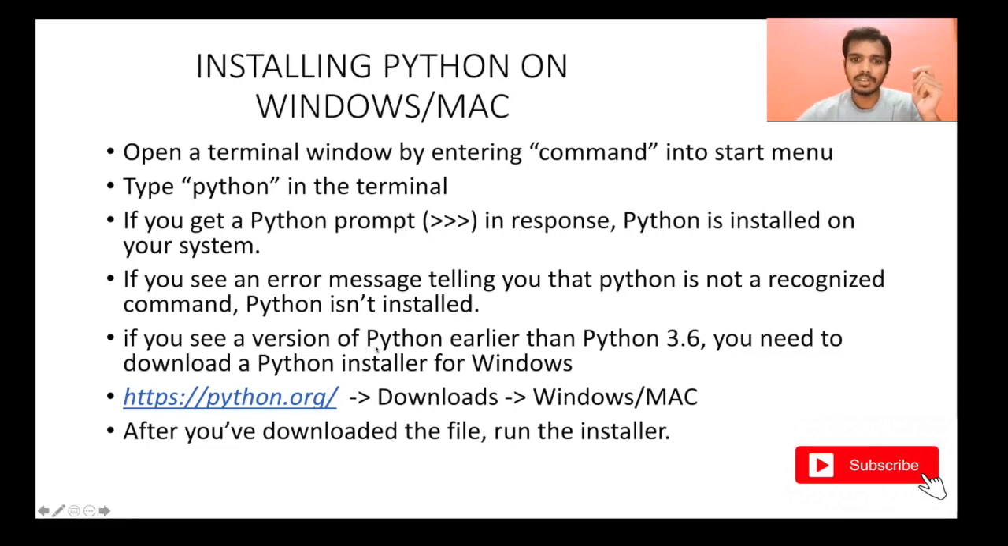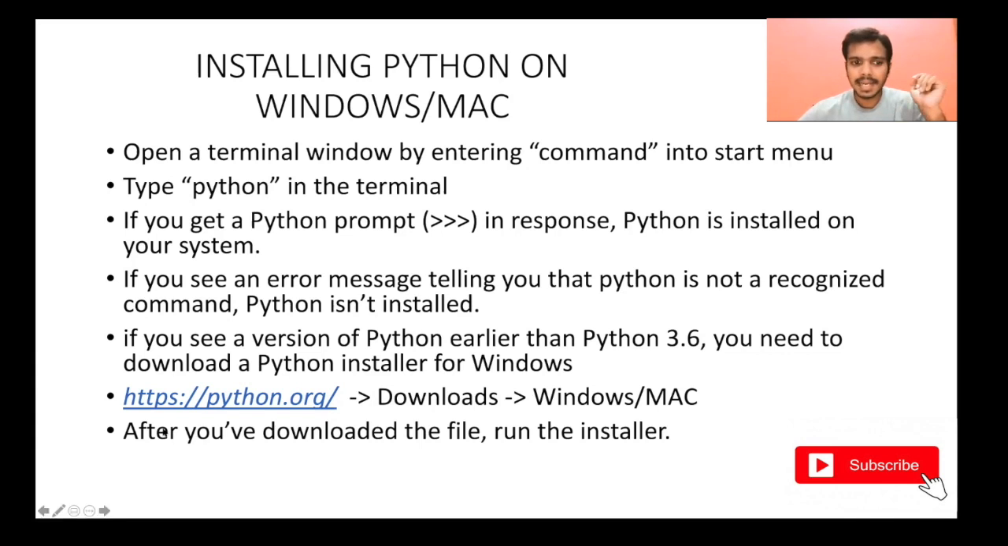Also, if you see a version of Python earlier than Python 3.6, maybe 2.7 or 3.4 or anything, we need to install a newer version of Python. Because you will get some errors, since I will be teaching you some programming that may not work on Python version 3.4. So that's why install 3.6 or higher.